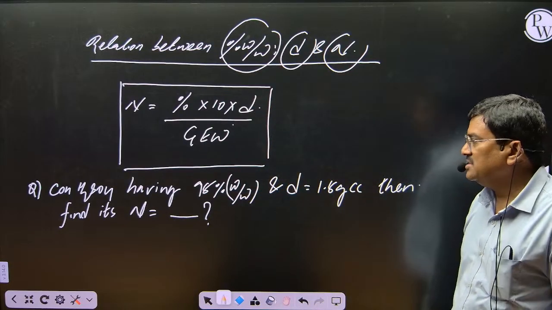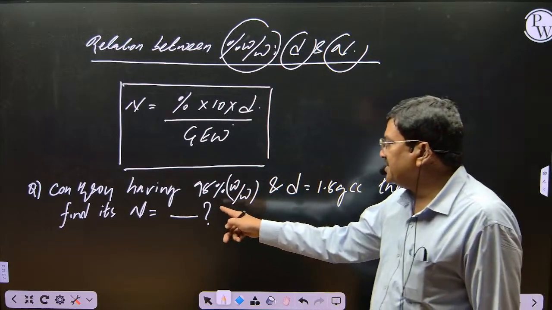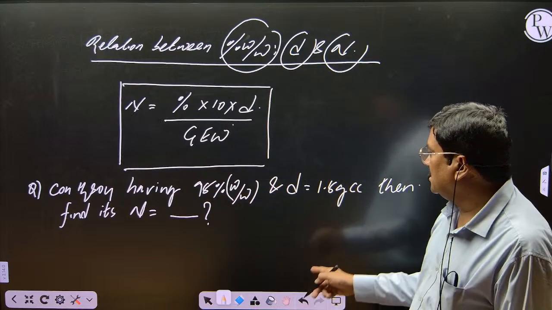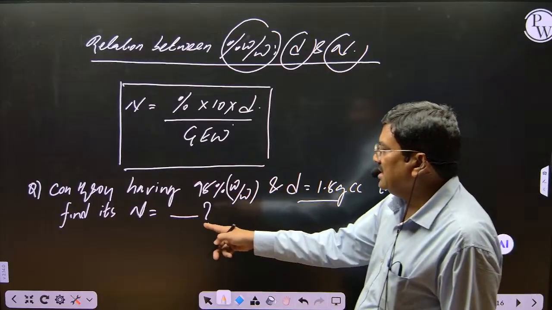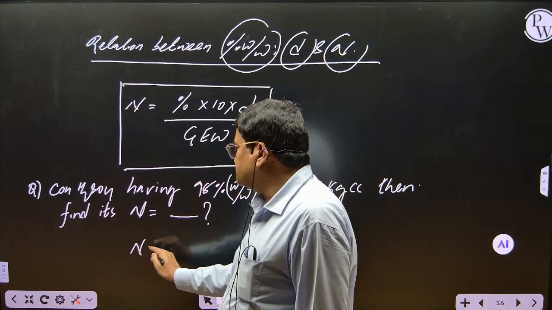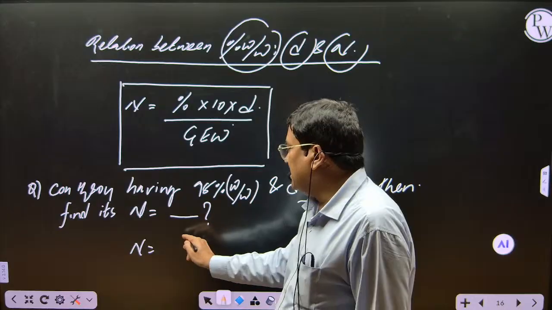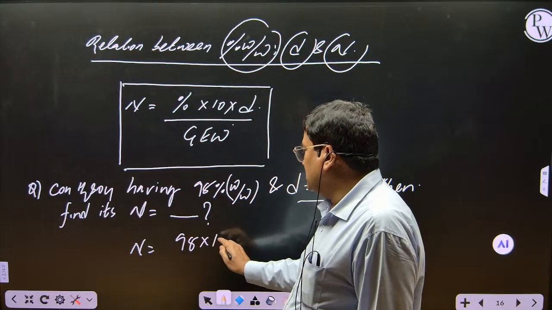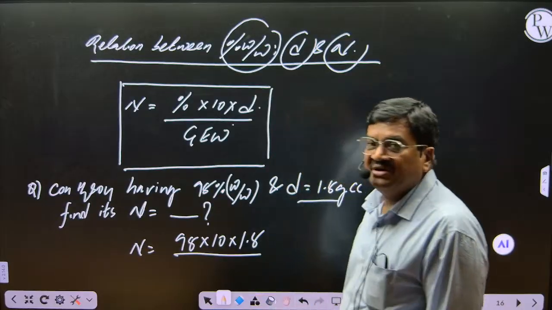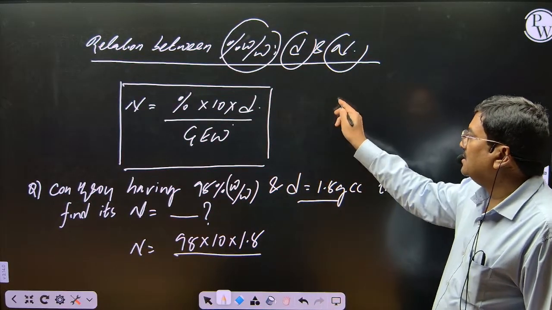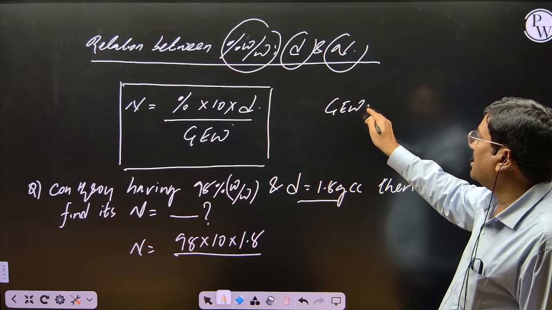Copy this question. Understood? The mass percentage of sulfuric acid is given as 98%, and the density of sulfuric acid is given as 1.8. What will be its normality? Now substitute in the relation: mass percentage given 98 into 10, density given 1.8. But what is the gram equivalent mass of sulfuric acid? How do we get the gram equivalent mass of sulfuric acid, students?